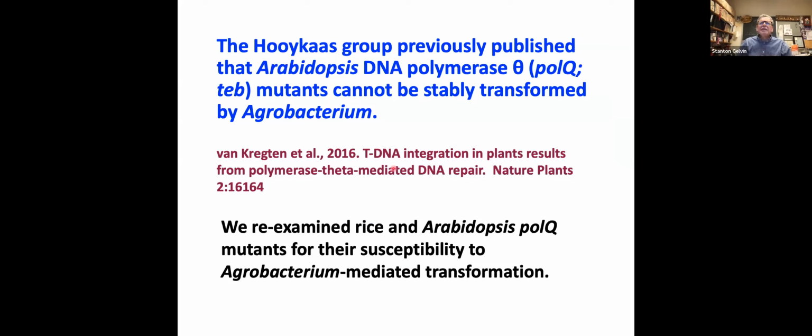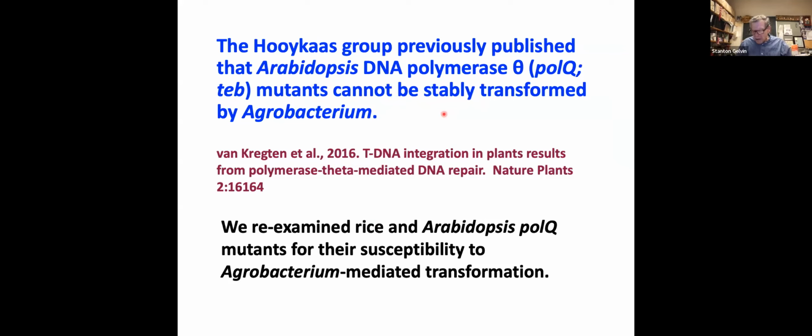So as I said before, a very important paper came out from the Hohn and Teichmann group in 2016, where they said that DNA polymerase theta mutants in Arabidopsis, these are called TEB mutants, cannot be stably transformed. They said DNA polymerase theta was absolutely required for transformation.